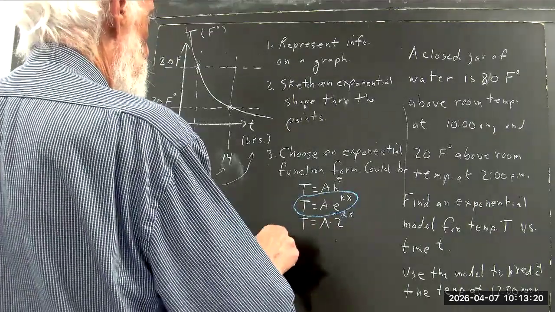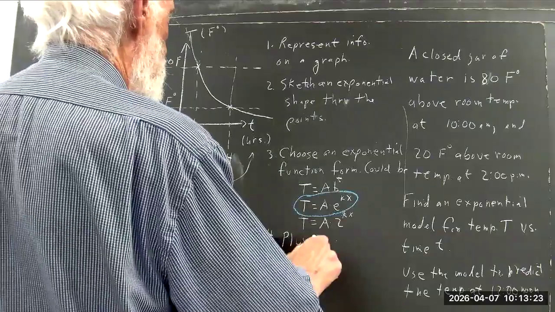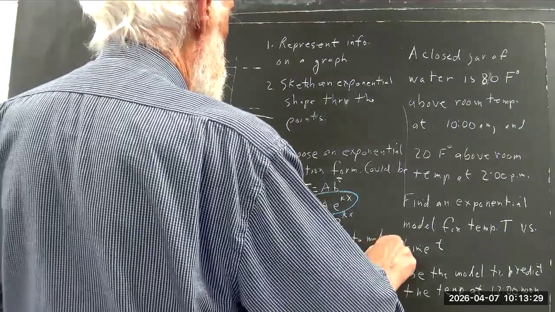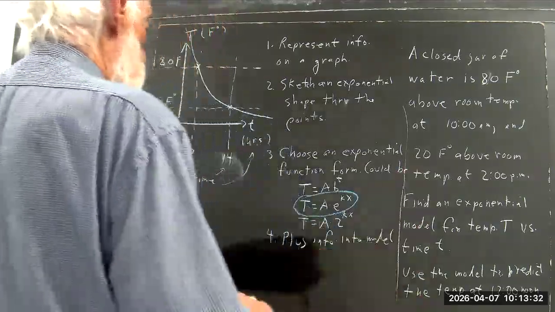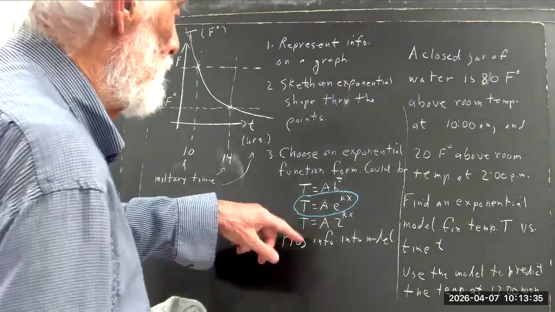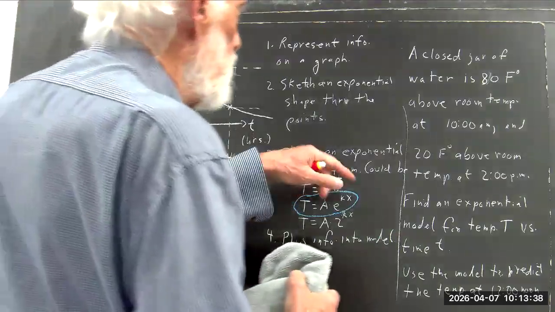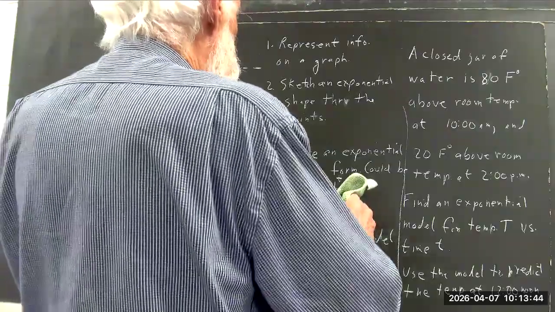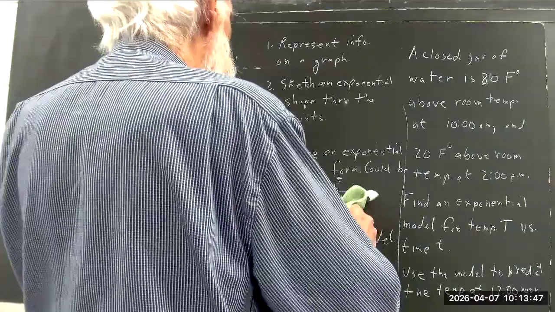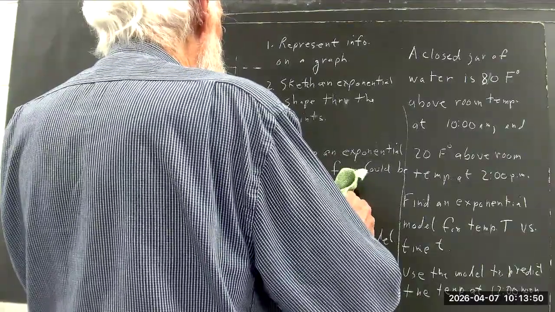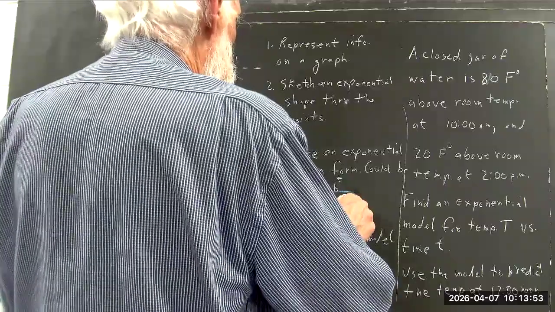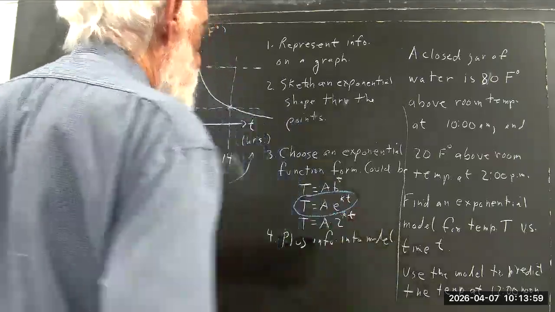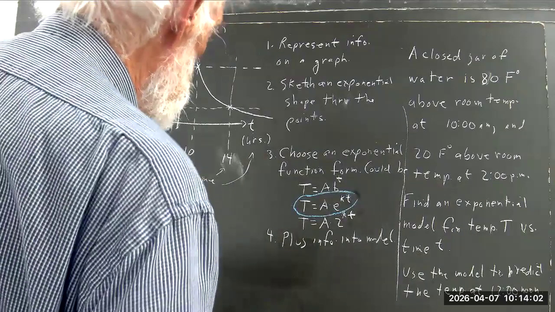So the fourth step, plug the information into the model. Okay, well, we have a big T and an x. Now, I used a b to the t, and then I started using a e to the kx and a times 2 to the kx. And let's be consistent. Let's use t for the independent variable. Because we're talking about time, it makes sense to use t.